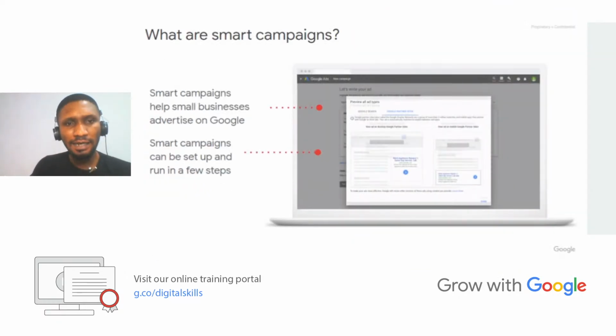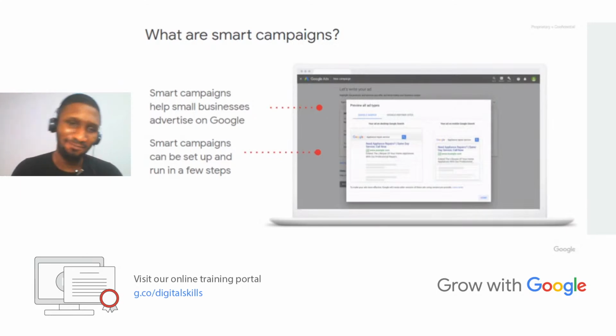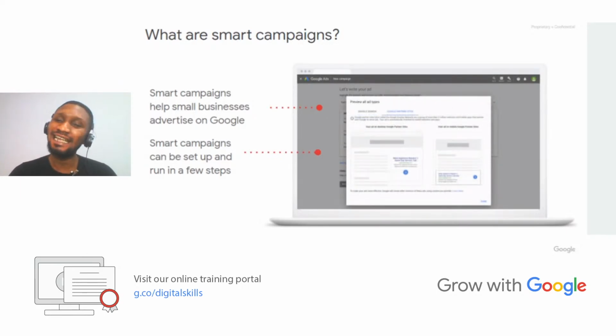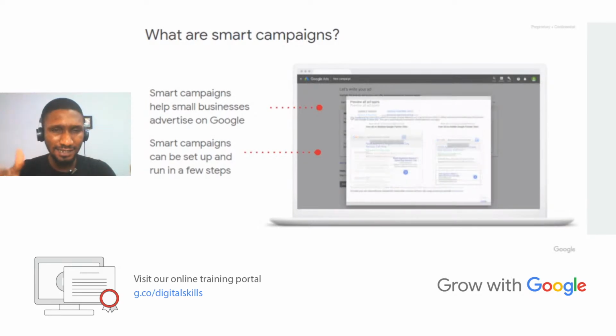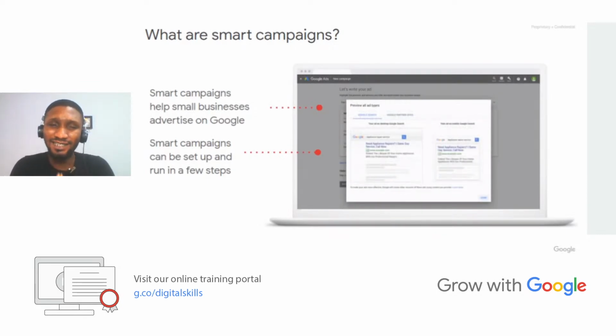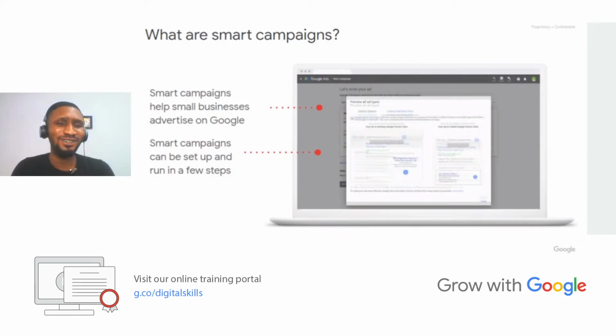So when it comes to setting campaigns, there's a very new campaign format called the Smart Campaign, and the last part of this training today is what we're going to be totally focusing on. Smart campaigns are designed specifically for small businesses that want to promote products and services online. They are very, very easy to set up right now on Google.